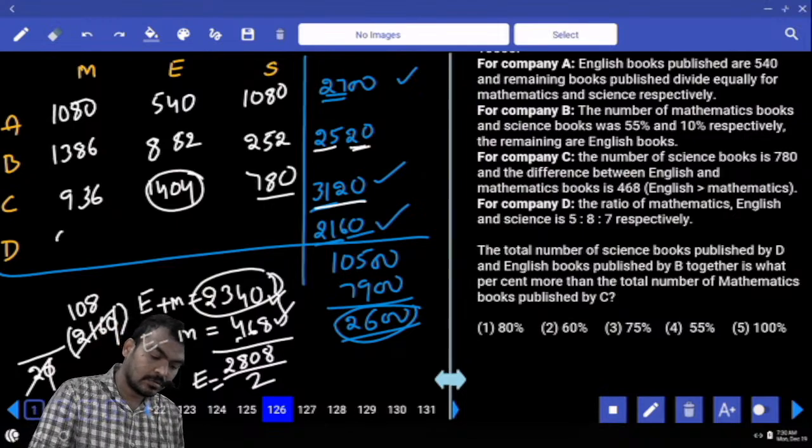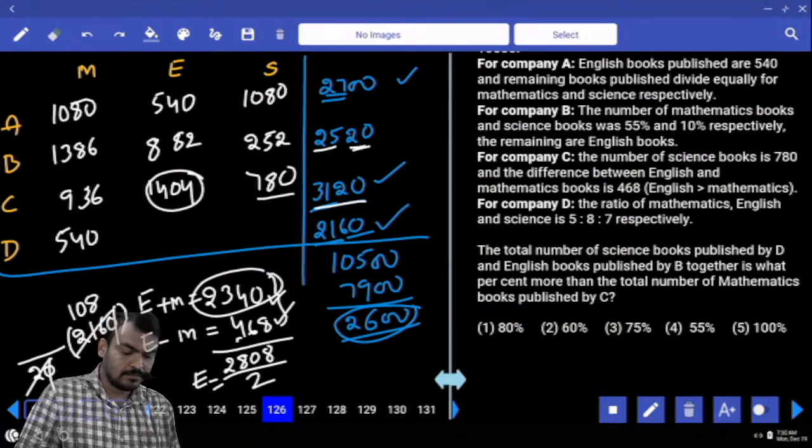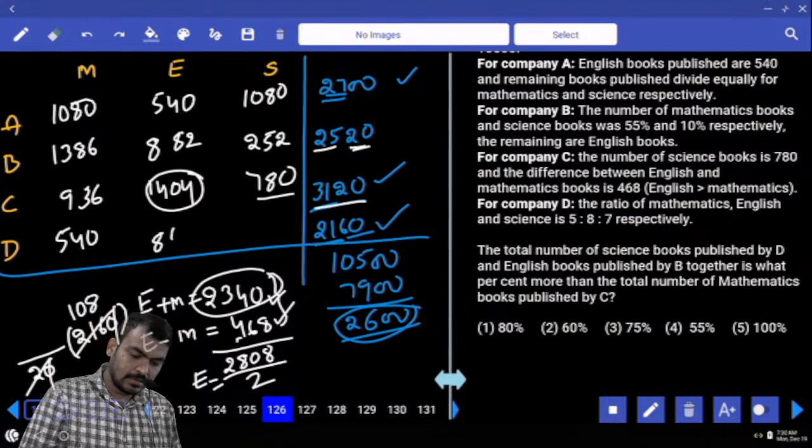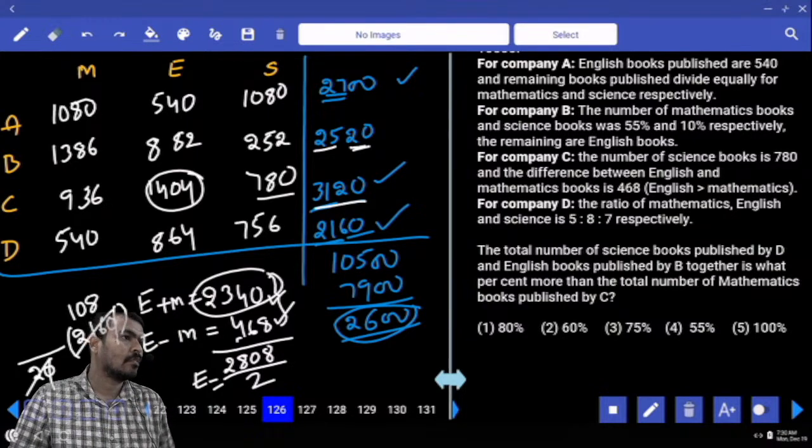5 parts is how much? 540. 8 parts? 864. 7 parts? 756. That is the individual books in each company.